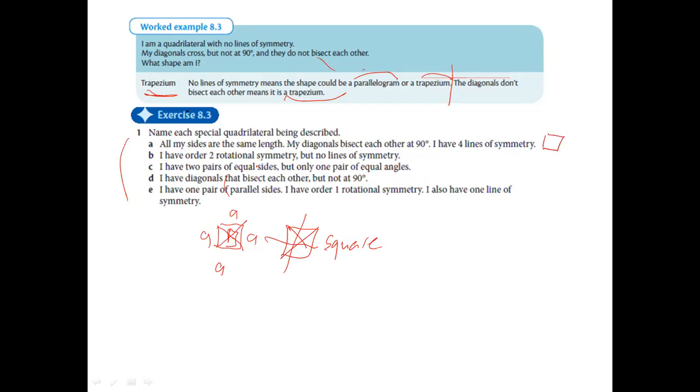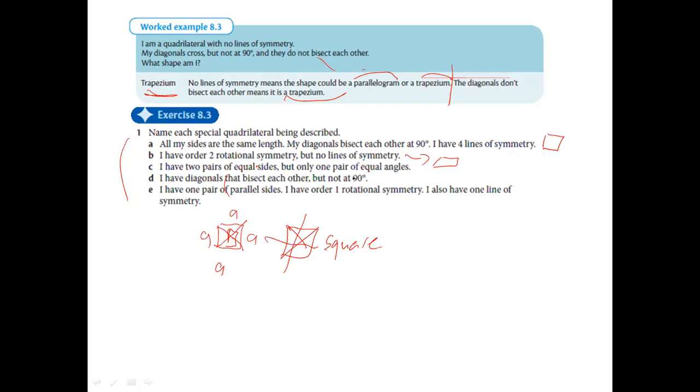And the second: I have order 2 rotational symmetry. What is rotational symmetry? When you turn 90, 180, 270, and 360 degrees. But with no lines of symmetry, it's of course a parallelogram. It hasn't got any lines of symmetry, but it has order 2 rotational symmetry.